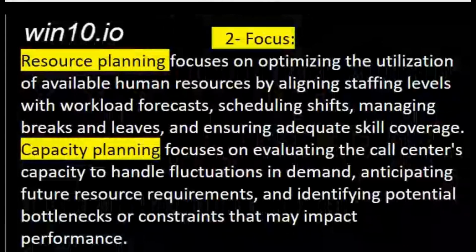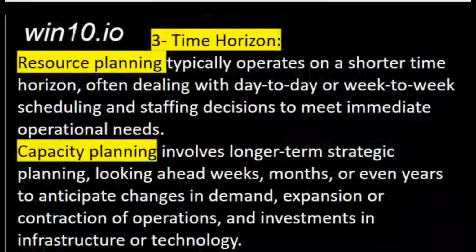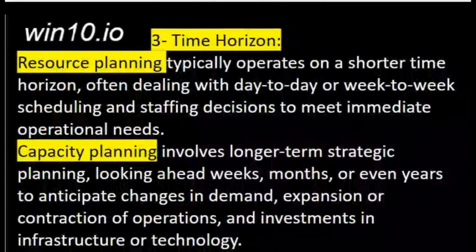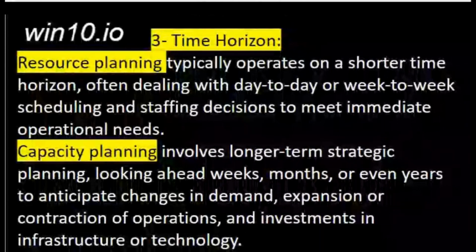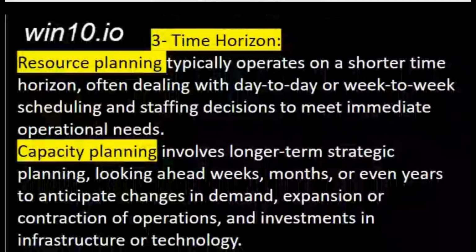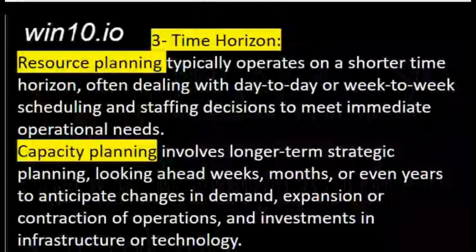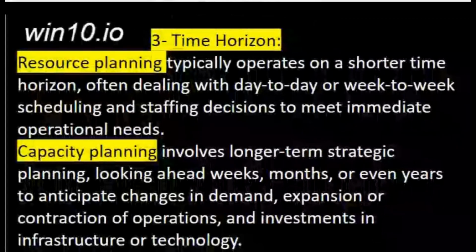So let's move on to the third point. The third point is time horizon. Resource planning typically operates on a shorter time horizon, often dealing with day-to-day or week-to-week scheduling and staffing decisions to meet immediate operational needs. So basically, it involves the day-to-day or week-to-week scheduling of the resources, and staffing decisions have to be made to meet immediate operational needs, like in case of any overtime. If we need overtime, that has to be met immediately to make sure we have the right number of resources available to meet the expected demand.